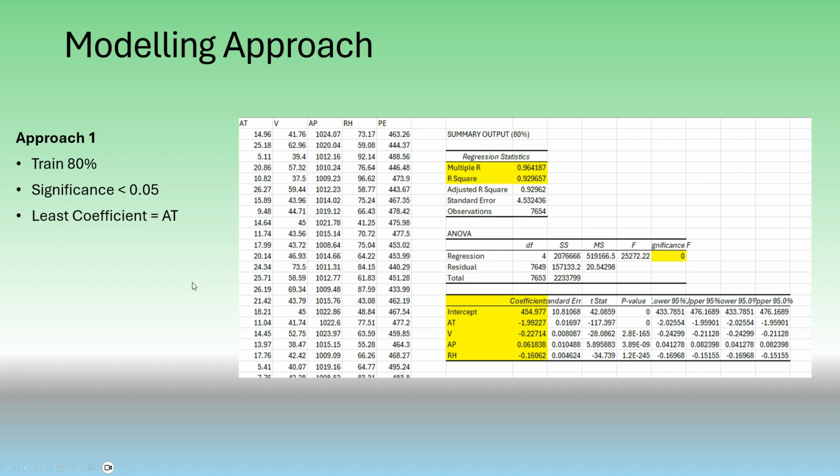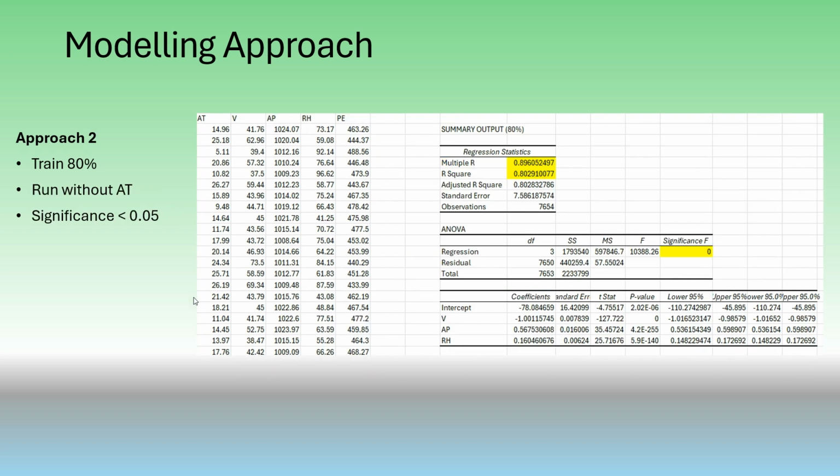So for approach 2, what we're going to do is run the same model again, training the model again, but without AT. And this gives us an R squared of 0.803. Again, the significance is less than 0.05, so it is a significant test.